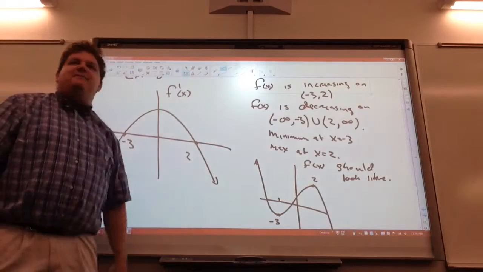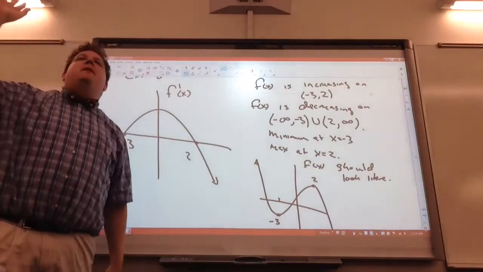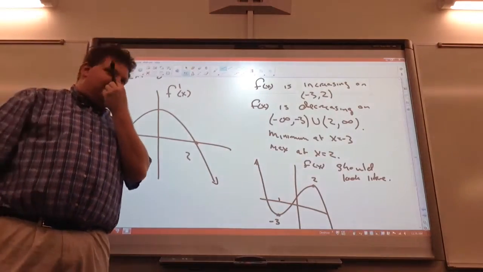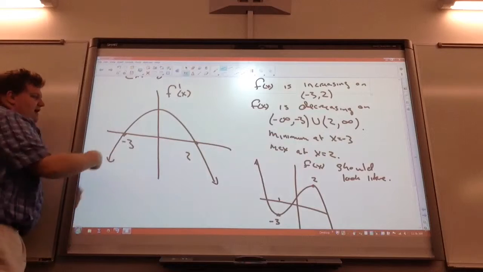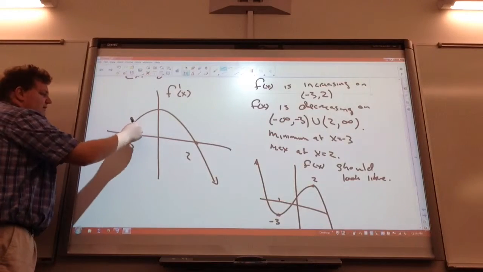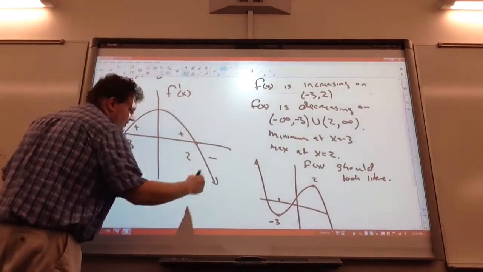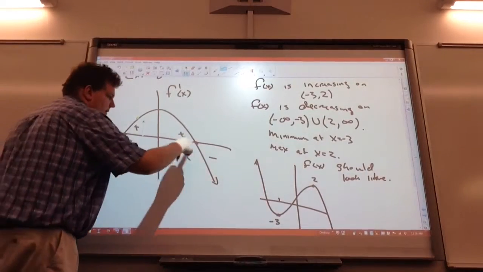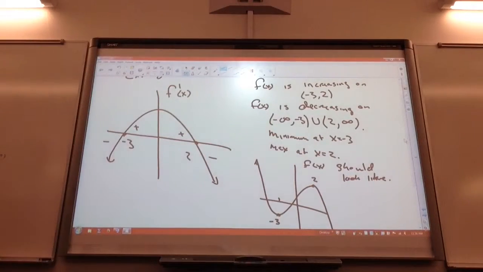At 2, I had a maximum because the opposite happened. I was going up, up, up, up, then hit 2, and then we're going down, down, down again. You can see it on this graph here. I went from negative to positive, then from positive to negative. So minimum, maximum.